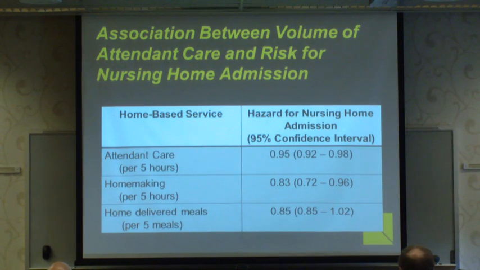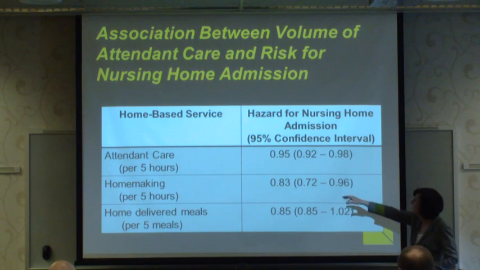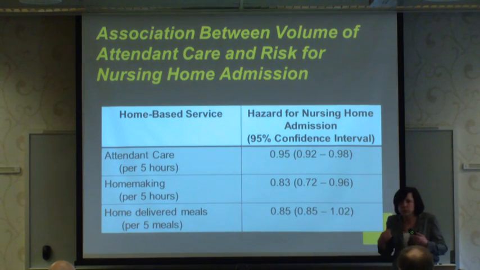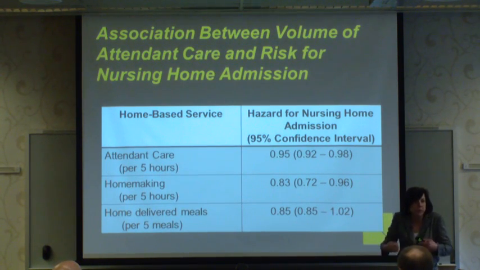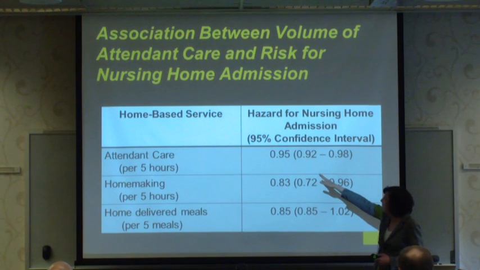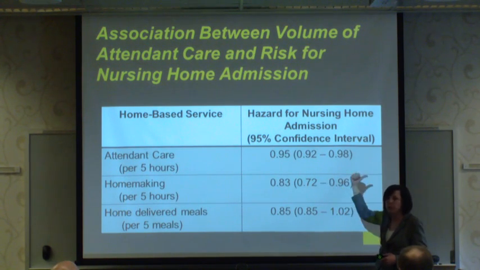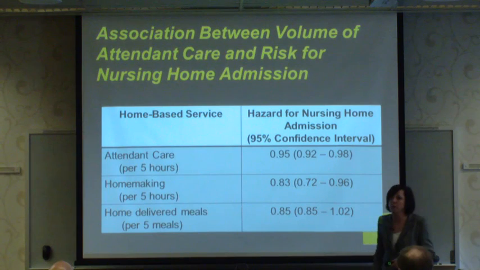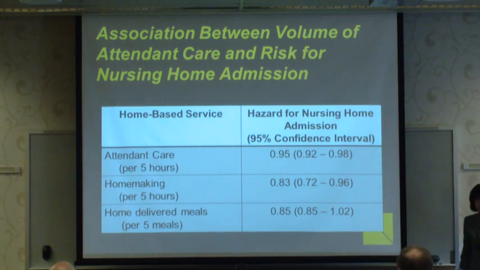Nursing home placement. Also, in my book, a bad outcome, because most people don't want to go to a nursing home. Again, I'm mathy, so forgive me for a minute. Attendant care, that's the personal care. That's where somebody comes in and helps them bathe or dress. The hazard of going into a nursing home decreases by 5% for every 5 hours of care received. Okay? Same with homemaking and home-delivered meals.